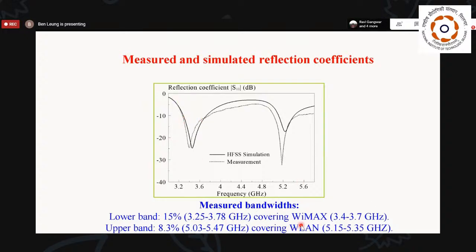It covers the Ymax frequency very well. And the upper band, 10 dB is around here. The measured bandwidth is 8.3% for this frequency range. And it covers the 5.2 wireless LAN band very well.